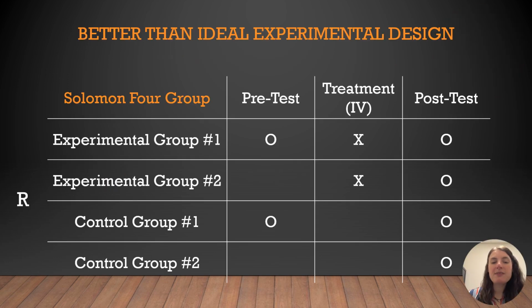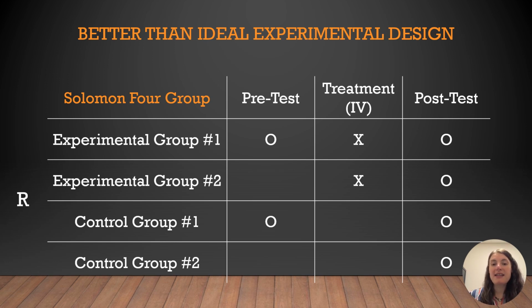The last type of experimental design that I want to show you is the Solomon 4-group design. Now it's a little out of depth for this course, so I don't actually expect you to apply this at any time, but I want you to be familiar with what this design is. The Solomon 4-group design is a combination of the ideal experiment with the post-test only experimental design.